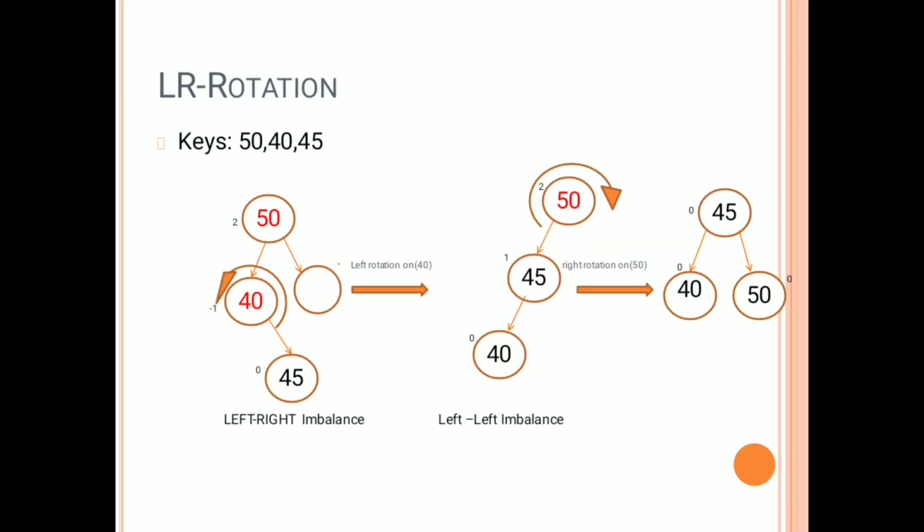Consider the keys 50, 40 and 45. So according to the given order, 50 is taken as root node and 40 is inserted on left of 50, because 40 is less than 50. The next element is 45. Insert 45 on the right of 40. So by inserting the element on the right of 40, the tree became imbalanced, because it has no weight on the right side.